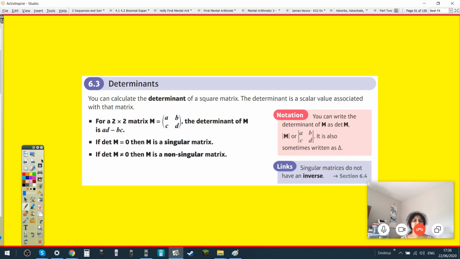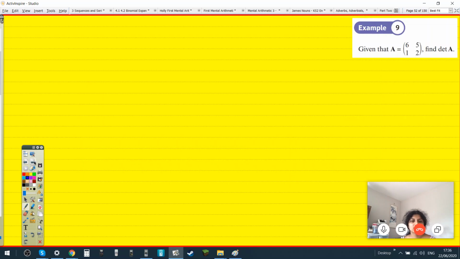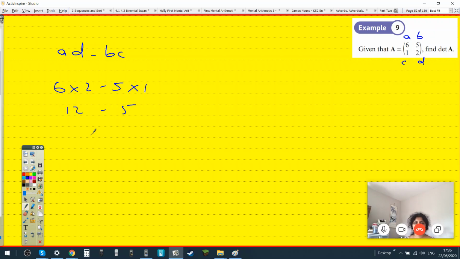Okay, determinant. The determinant of a 2 by 2 matrix is AD minus BC. Diagonals. Try and remember that. Start from the top left. Determinant of A is just 4 minus 4, which is equal to 0. AD minus BC. What is A times D? Oh, okay. 12 minus 5, which is 7.